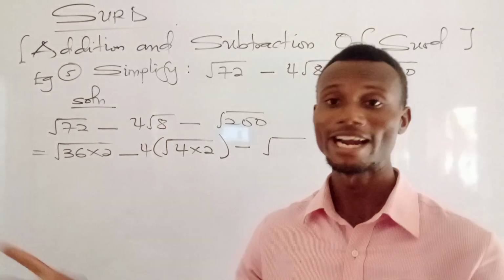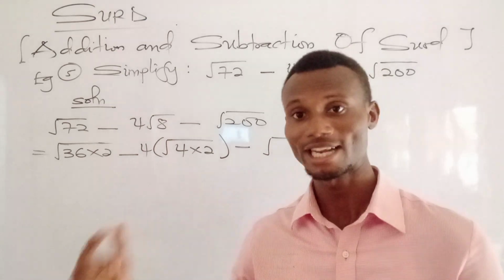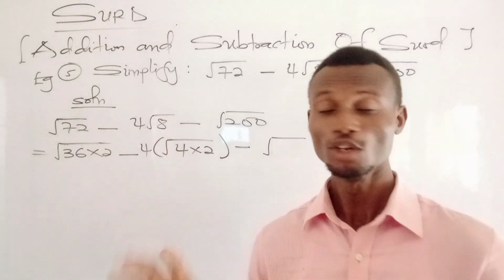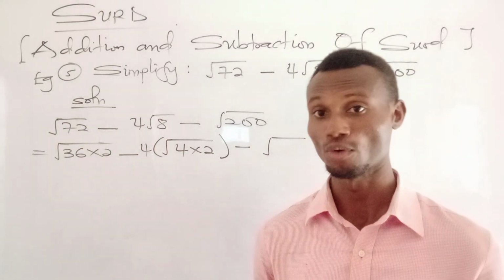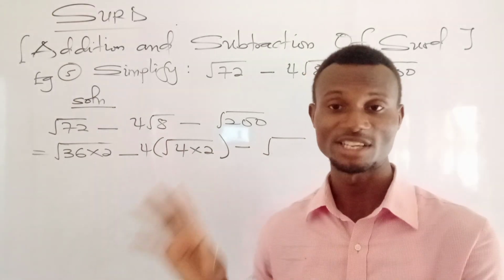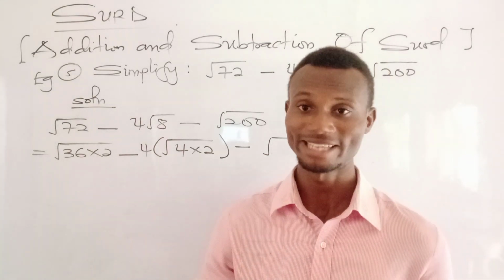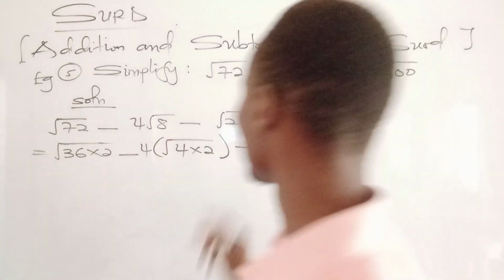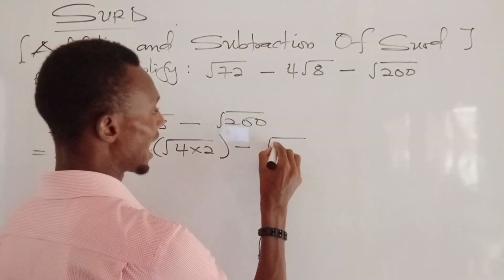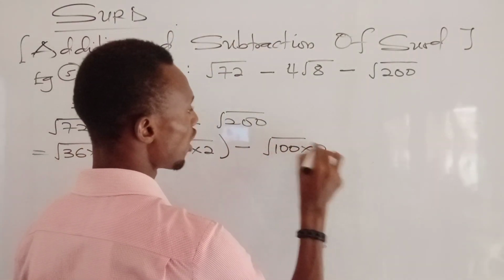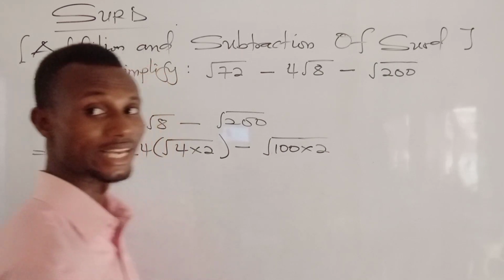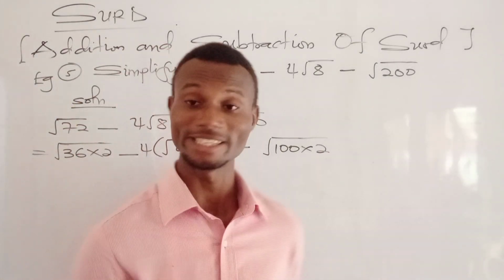I know there are other two numbers you can use which has one of them to be a perfect square, but using 2 times 100 is very simple. So 2 times 100 gives the 200, and the 100 is a perfect square. So in place of the 200, I'm going to put 100 times 2, or 2 times 100 is the same thing. I hope you understand the explanation up to this point.